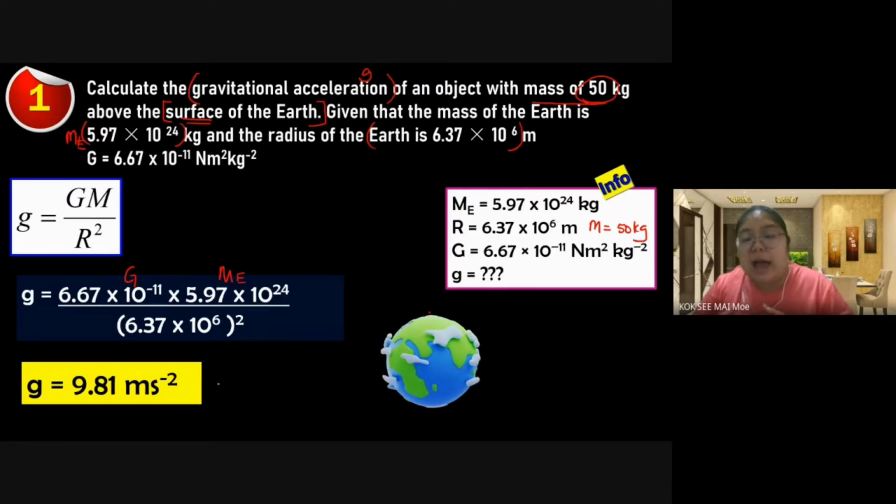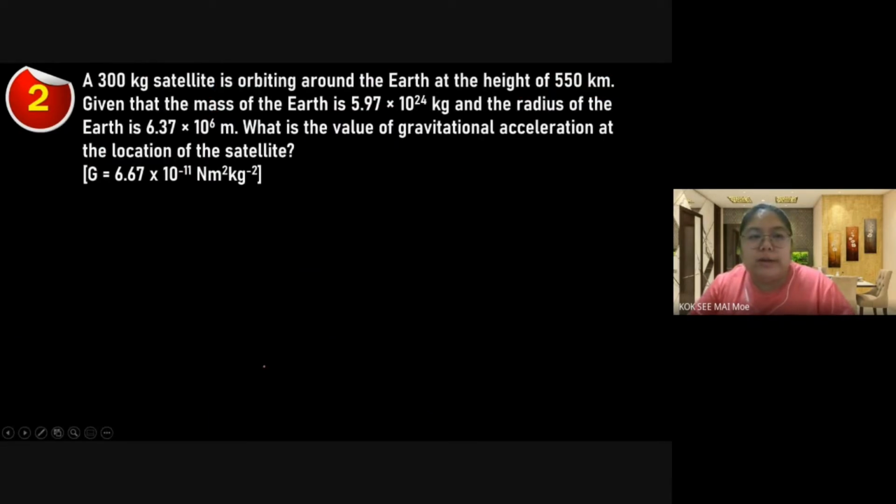So every time we use this g to do your calculation, that means we assume everything is on the surface of the Earth. Now this one is a 300 kg satellite orbiting around the Earth at a height. This one is a keyword. That means the satellite is not on the surface; they give a height. Given that the mass of the Earth is provided, the radius of the Earth is also provided.